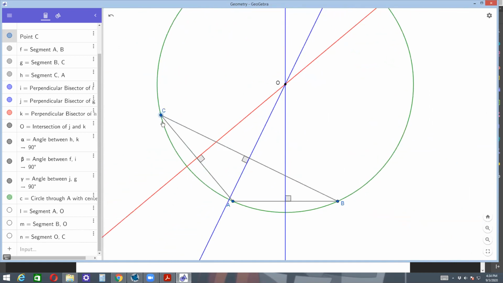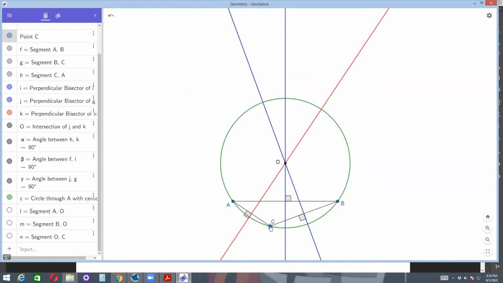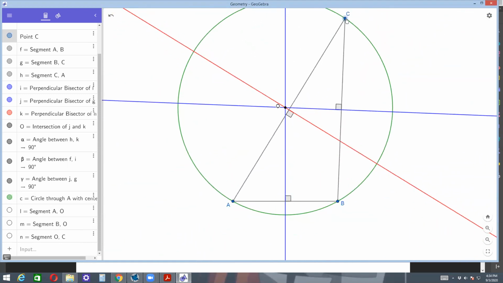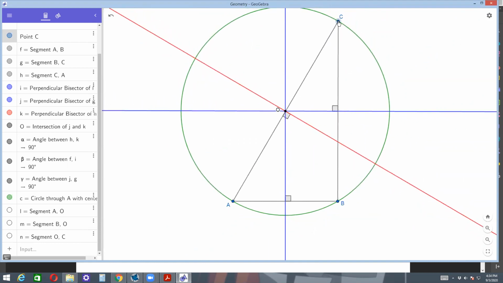So it is not necessarily the case that the circumcenter has to lie inside the triangle, so be careful with that. Right, and I could pull C down here and then it goes up there. I could do whatever I wanted, but it is always like this. What happens if I do this? What can I say about this triangle if the circumcenter lies on a side? The angle ABC is 90. Correct.